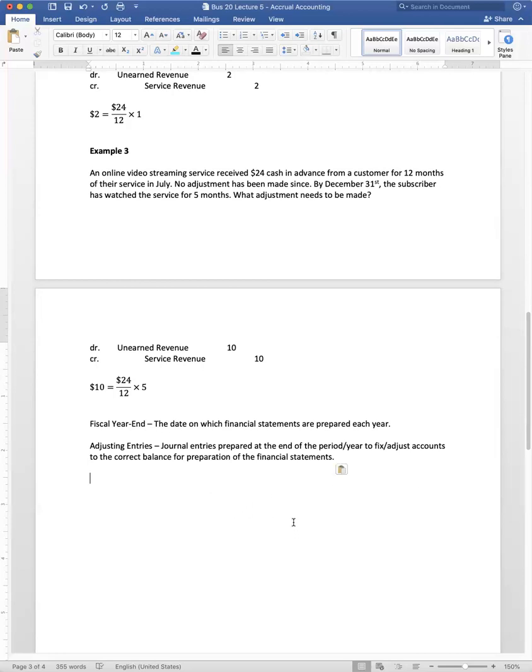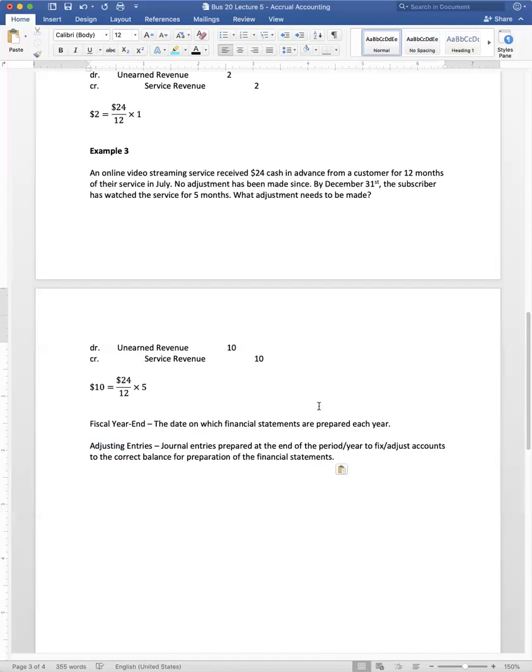I'm saying it's lazy, but it's very typical. It's pretty standard that companies will do this, that they will just stop these repetitive entries and instead just do one entry at year end and adjust. So that's typically what you see real companies do.